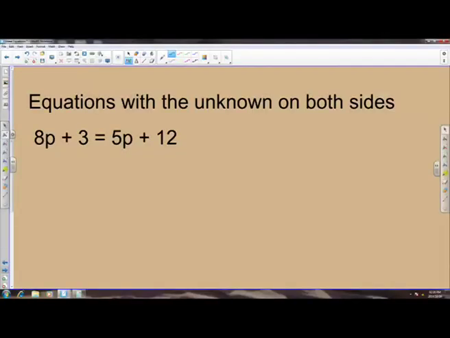Equations with the unknown on both sides of the equal sign. So this is the example that will answer your question. 8p plus 3 equals 5p plus 12. There are two unknowns on the two sides of the equal sign. Now, just like the first example, what we'll do here is we will collect the like terms. So this 5p, we can move the 5p this side, and then the 3 this side. 5p and 8p are like terms, and then 3 and 12 are also like terms.